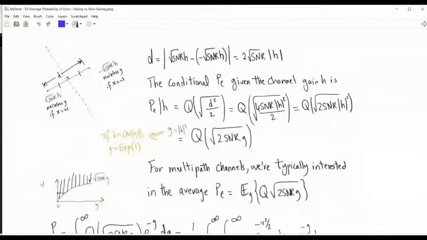So this is the distance between the two cases, the two alternatives, the two hypotheses. And what we get is not the average probability of error. We are not done yet. What we get is the conditional one. So what we get here is the conditional probability of error given H. You just take the distance and put it here, and so this is the probability of error given H.